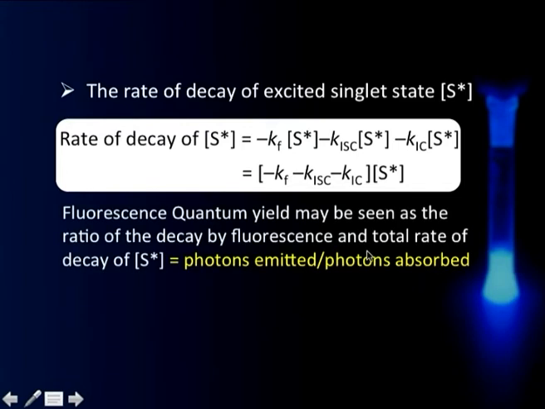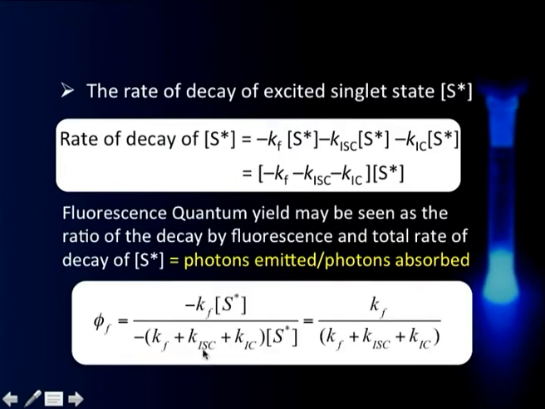Now we define what is called the fluorescence quantum yield. Fluorescence quantum yield may be seen as the ratio of the rate of decay of the excited singlet state by fluorescence and the total rate of decay of the excited singlet state, or in other words we can say it is the number of photons emitted divided by the number of photons absorbed here. And if we just put it into the expression here, we find that phi f, just to qualify that we are talking about the fluorescence quantum yield, when we put the expressions here and simplify, we get it to be equal to kf by (kf plus kisc plus kic). So, that is the expression we have for fluorescence quantum yield.